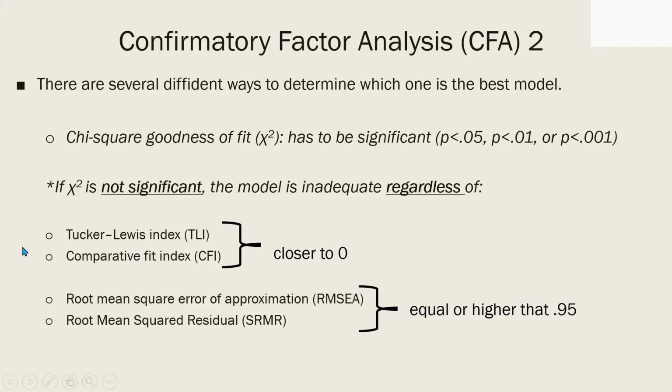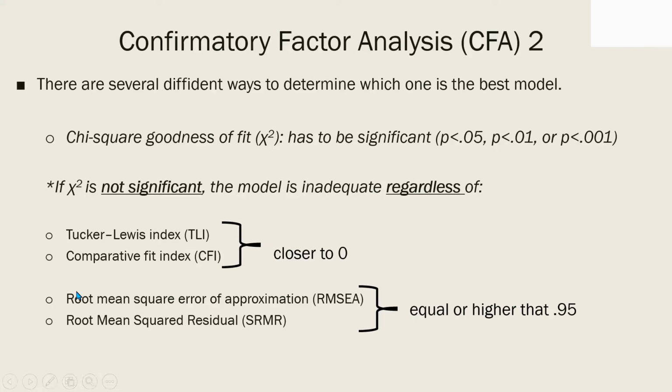And then also, we have to look at some indexes as a criteria. So first, we have the Tucker-Lewis index, TLI, and then the comparative fit index, CFI. These need to be as close to 0 as possible. And then the RMSEA, root mean squared error of approximation, and the root mean squared residual, SRMR, these need to be equal or higher than 0.95.